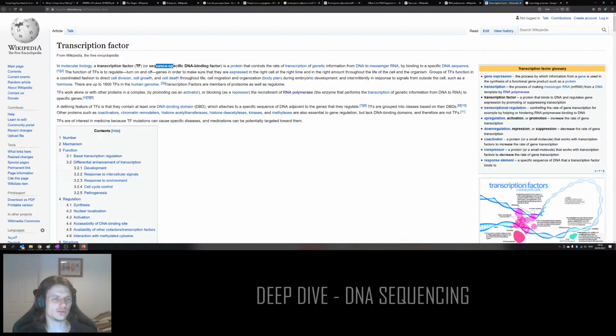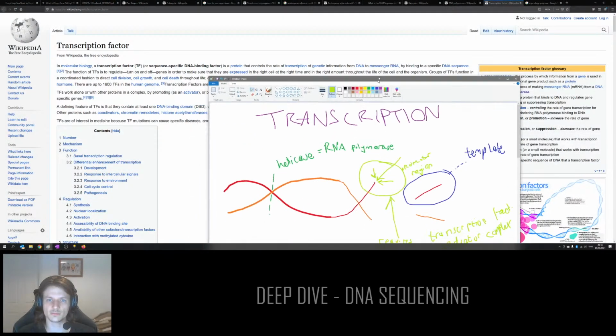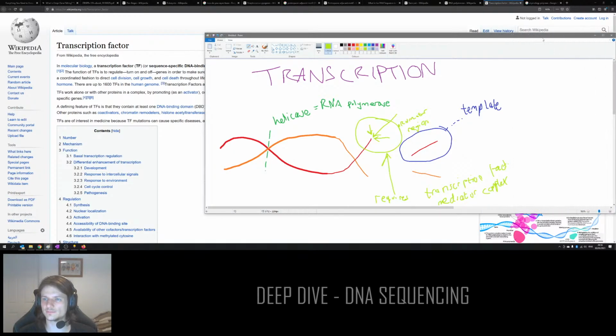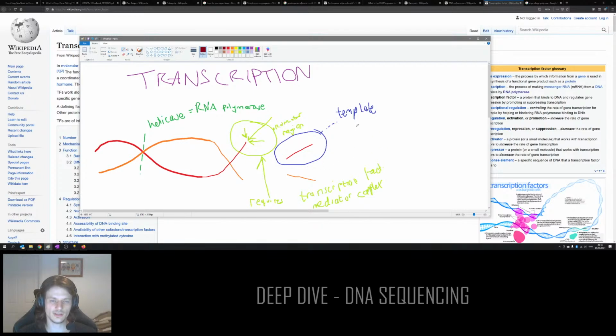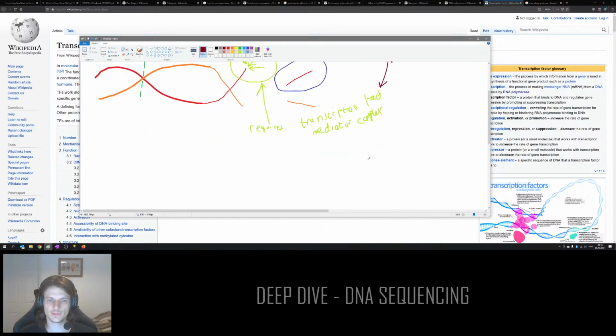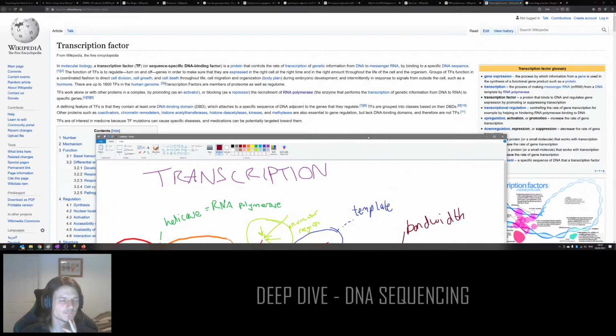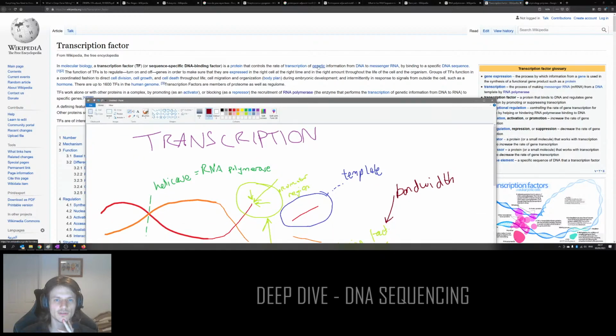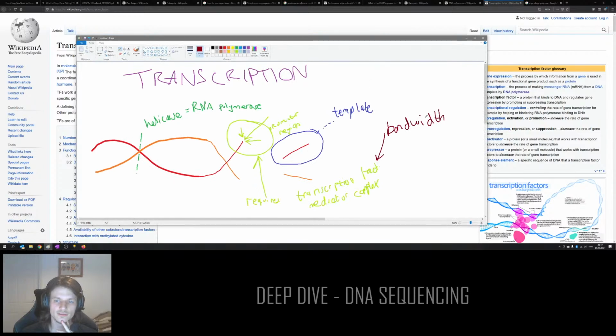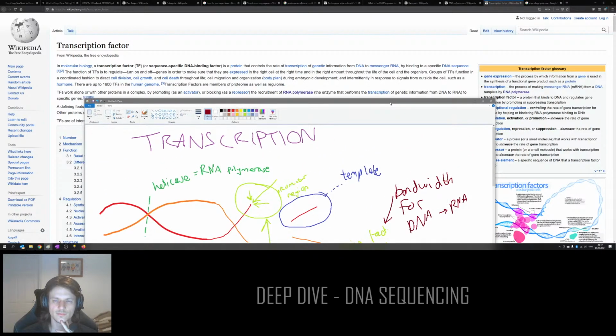In molecular biology, a transcription factor or sequence-specific DNA binding factor is a protein that controls the rate of transcription of genetic information from DNA to messenger RNA by binding to a specific DNA sequence. Oh god, it's another thing that might come in as a problem. Not problem. There is a bandwidth. I think what I'm going to do is start to model some of these in code. I really want to get a grasp on these specific details. Bandwidth of the transcription of genetic information from DNA to messenger RNA. Bandwidth for DNA to RNA.